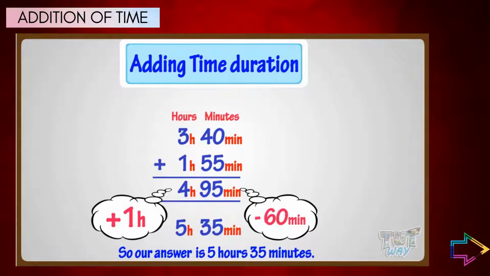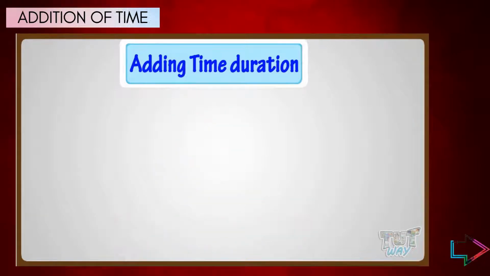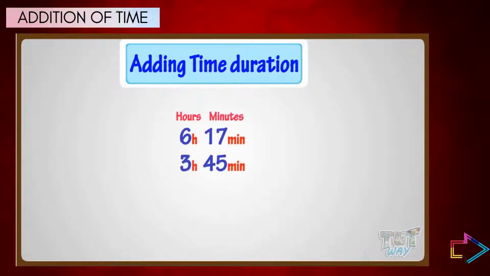Now, let's take another example. We have to add 6 hours, 17 minutes to 3 hours, 45 minutes. Adding hours, we get 9 hours, and adding minutes, we get 62 minutes.